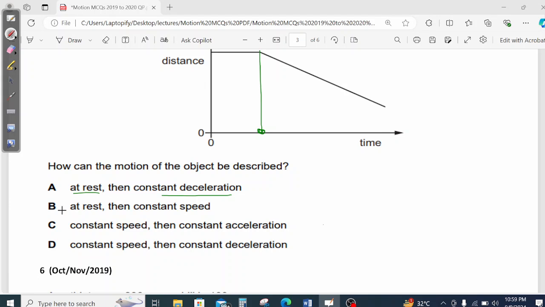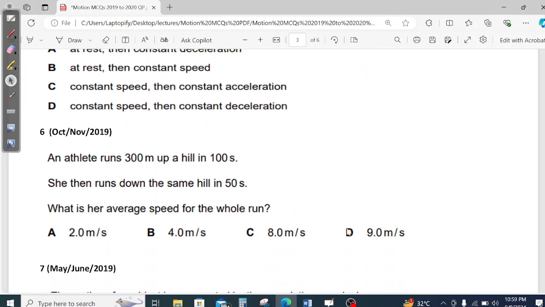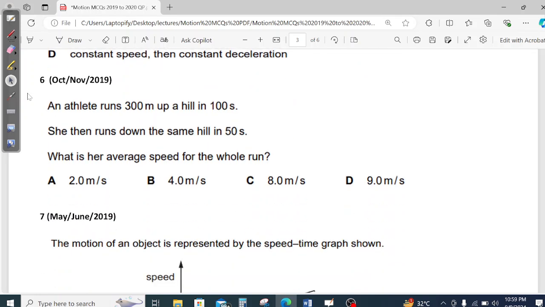So that is why your B option will be correct, because initially it is at rest and then the body is moving with constant speed in this region. So your B option will be correct. There is no link of acceleration with the distance time graph. So try to understand the concept and key points. Without key points you are zero. Understand?